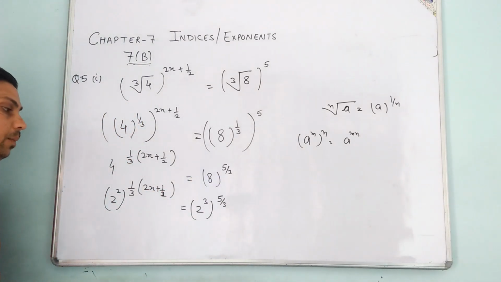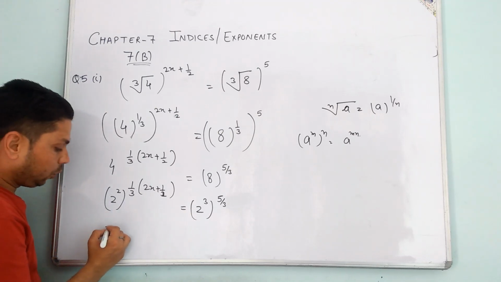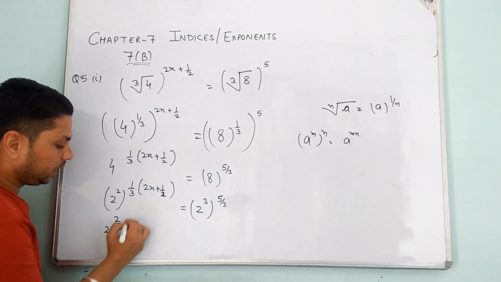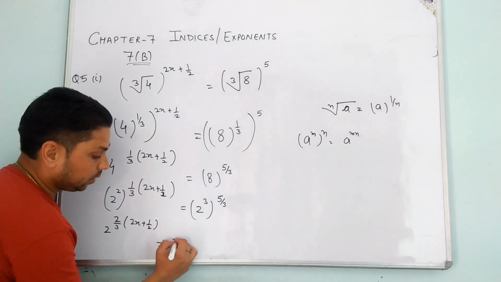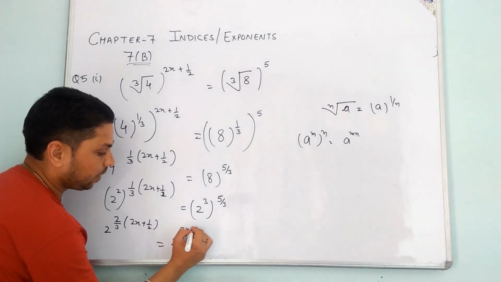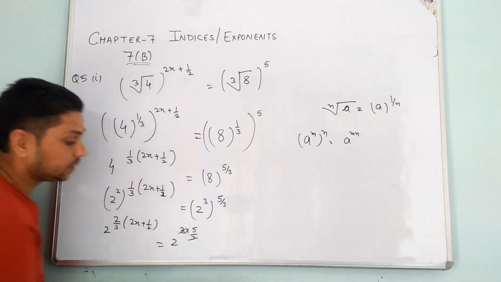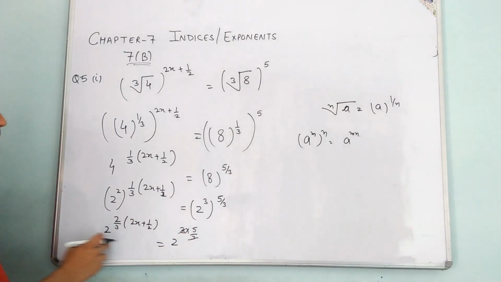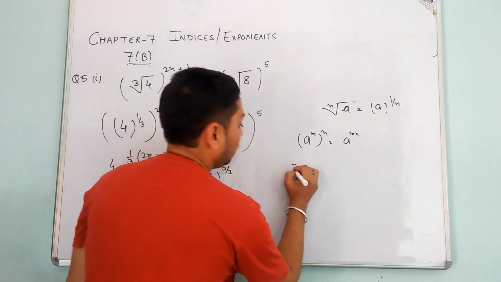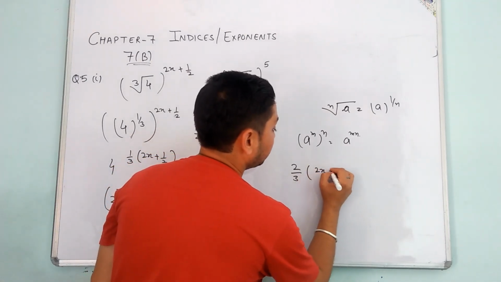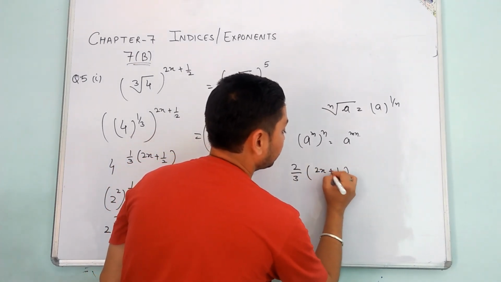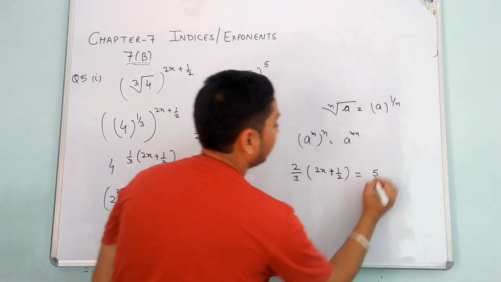Again apply this property, power of a power. It will give you 2 raised to power 2 over 3 into (2x plus 1) by 2. This is equal to 2 raised to power 3 multiplied by 5 over 3. 3 cancels. So now we can see that bases are the same, then their powers will be equal, that is 2 by 3 into (2x plus 1) by 2 is equal to 5.